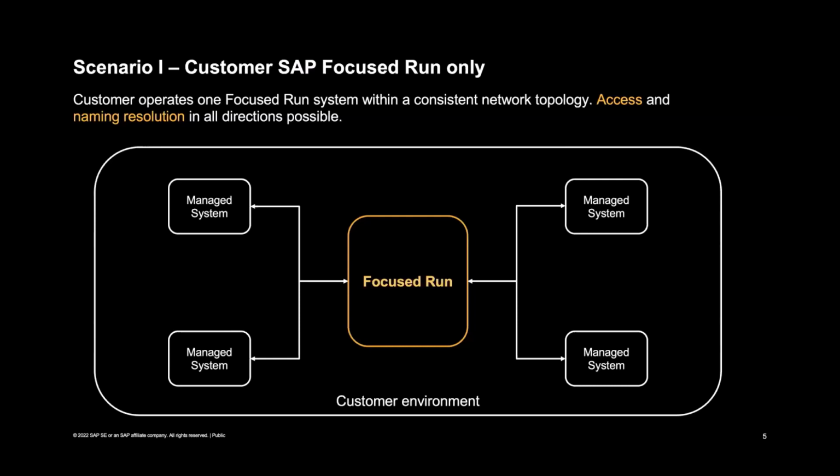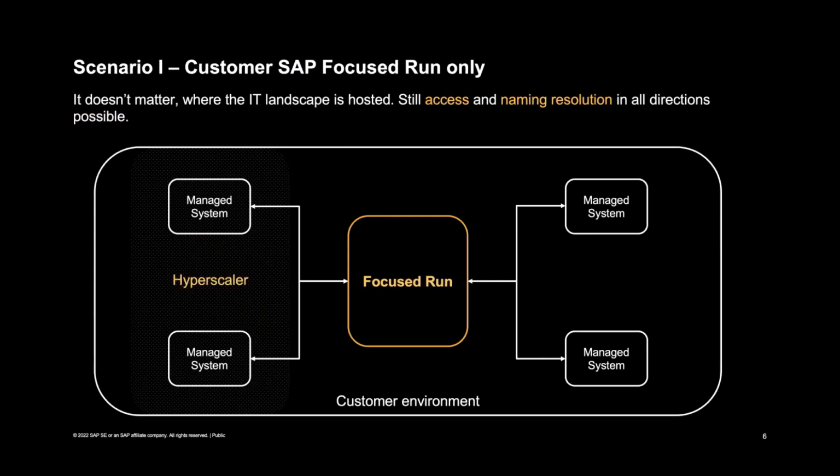This scenario can also now be a bit extended. For example, the customer decides to deploy some of the systems not in his own data center, but instead in a hyperscaler environment like AWS or Azure. Usually, the systems in this hyperscaler environment are operated in the same way as on-premise systems.